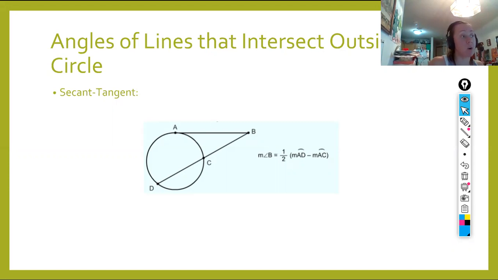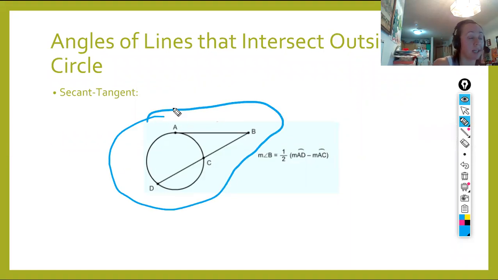All right, so this is the remainder of the lesson that you guys did not get just because we ran out of time today. The first thing is when we want to find angles of lines that intersect outside of a circle. So basically, if you have something that looks like this situation here, okay? So we want to figure out the measure of angle B.